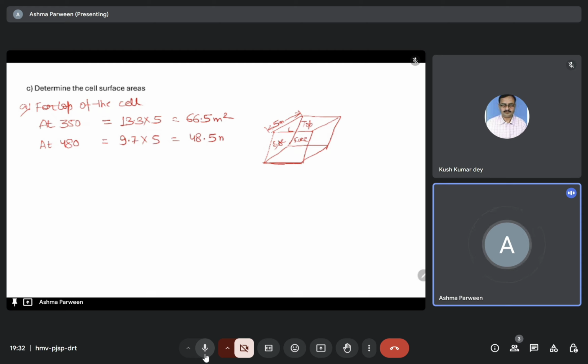So it is 48.5 meters square. And at 600, the length was 7.8 and width is 5. So it's 39 meters square.